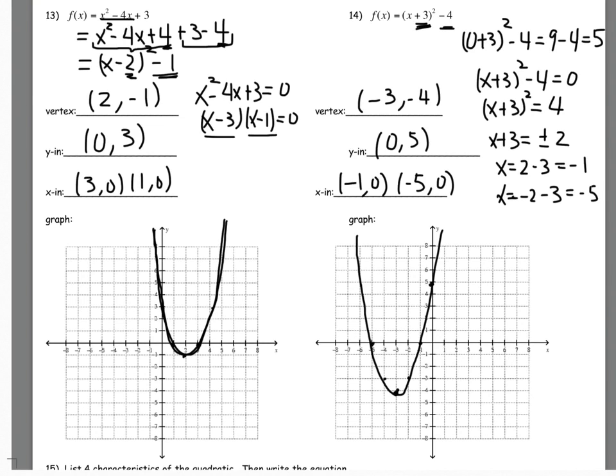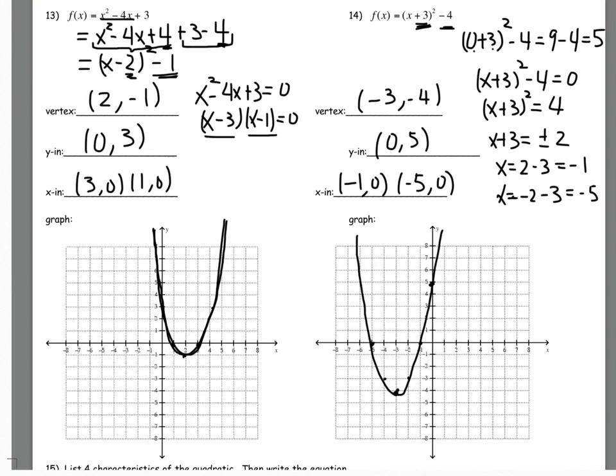Y-intercept is by plugging in x equals 0. Since this is a vertex form, I have to calculate it myself. 0 plus 3 squared, which is 9. 9 minus 4, that's 5. So the y-intercept is going to be 0, 5.